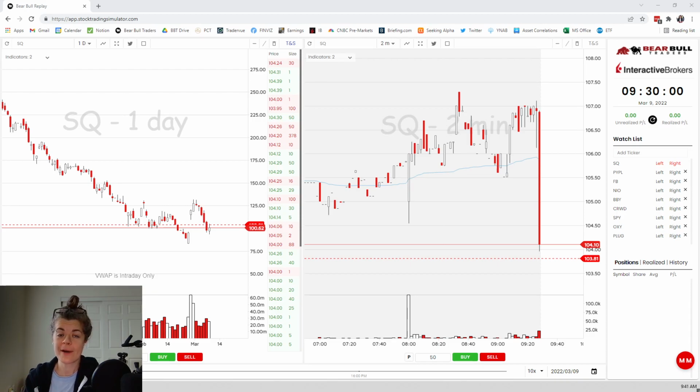And what I want to talk about is what to do when you're in a trade and the stock becomes range bound. So let's take a look at SQ here on the daily and just talk about how we would plan to set this up, plan for this trade at the open.